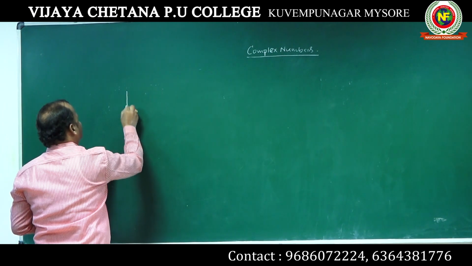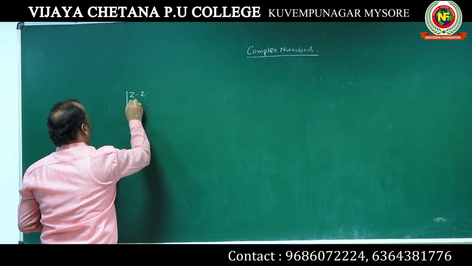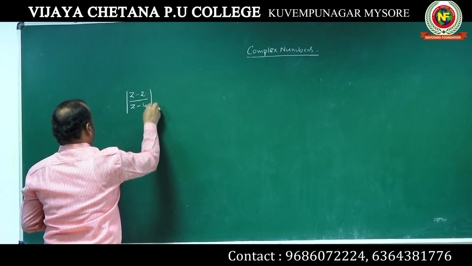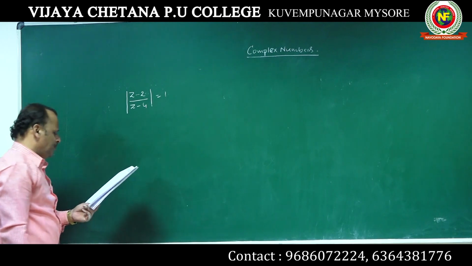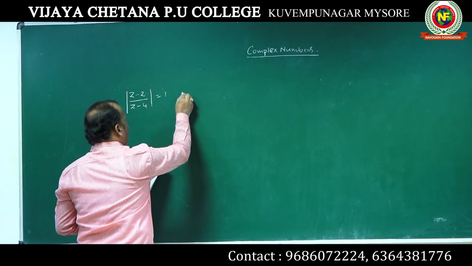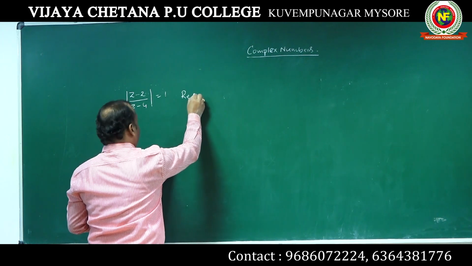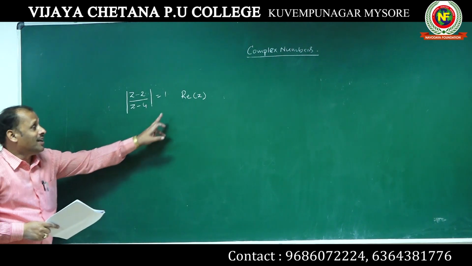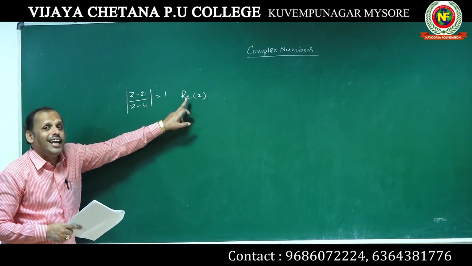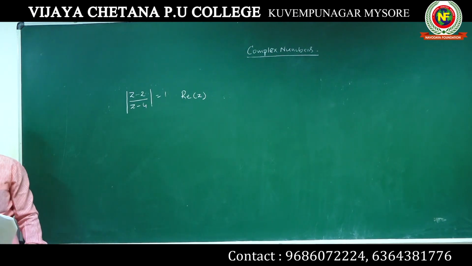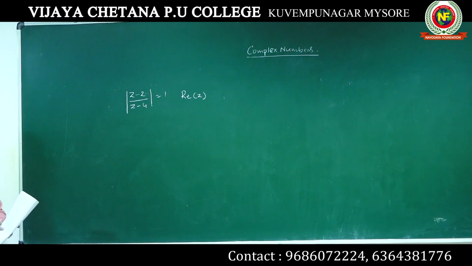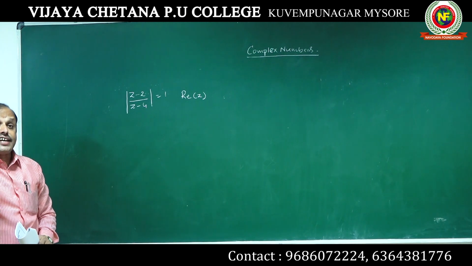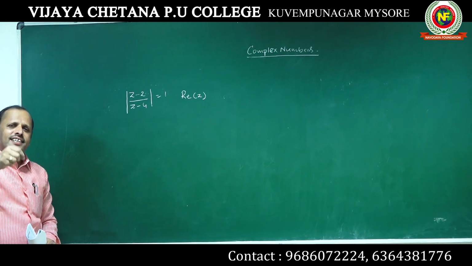Here, modulus of (z minus 2) divided by (z minus 4) is equal to 1. Then Re of z, Re of z is equal to... Now listen to me here. Re of z means the real part of the complex number, the real part of the complex number. I told you when I taught that z is equal to x plus iy, there x is the real part, along with the i, that is the imaginary part.